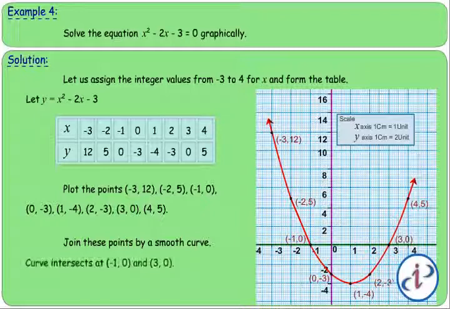The curve intersects the x-axis at the points (-1, 0) and (3, 0). Here, the x-coordinates of the above points are -1 and 3. Hence, the solution set is {-1, 3}.